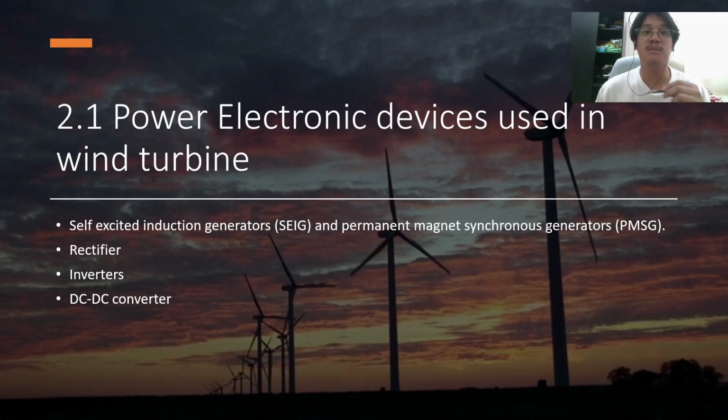Next, since we are taking power electronics, these are the power electronic devices that are used in wind turbines. We have the generators that generate electricity from the kinetic energy of the wind. Most use permanent magnet synchronous generators (PMSG) or self-excited induction generators. After AC voltage has been generated, it goes through a rectifier, then to a DC to DC converter, increasing the voltage, while going through an inverter, which then continues into the grid.